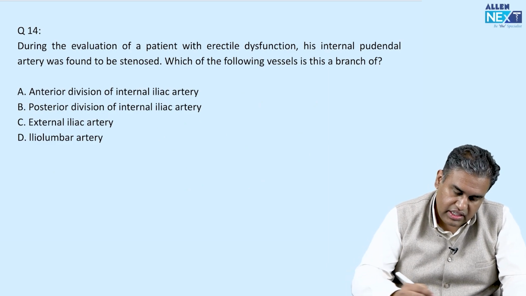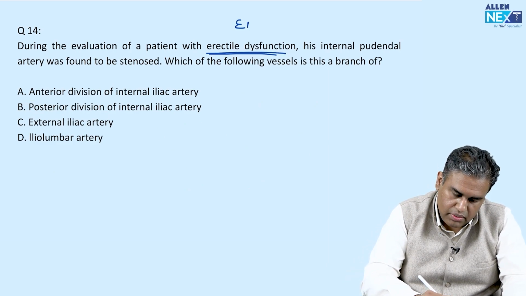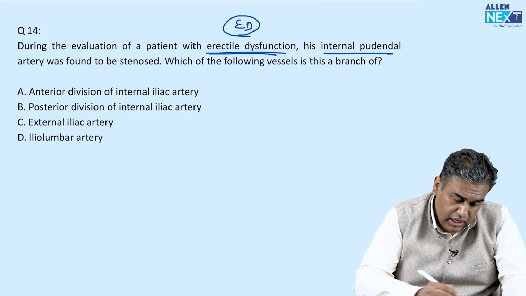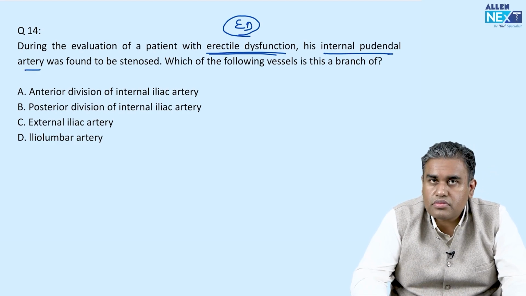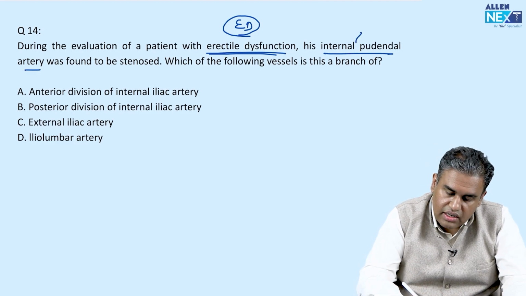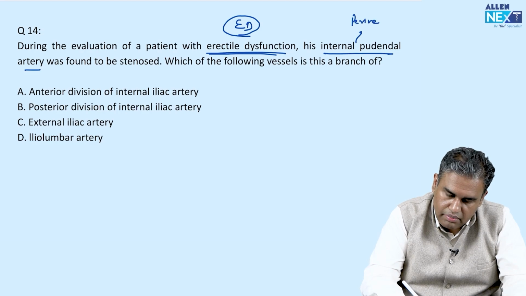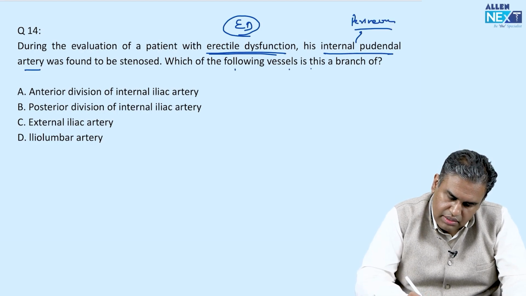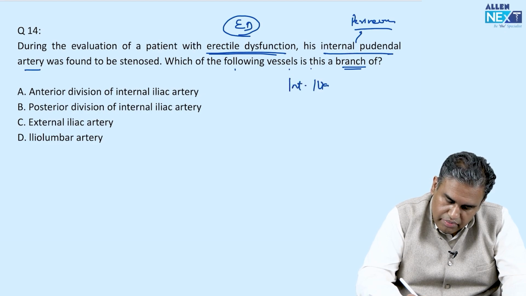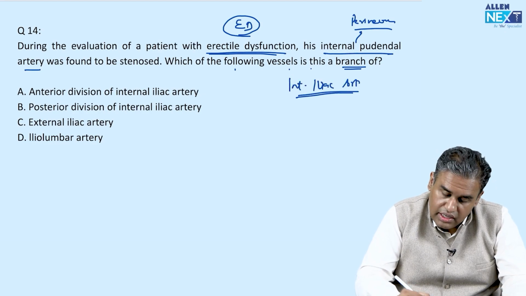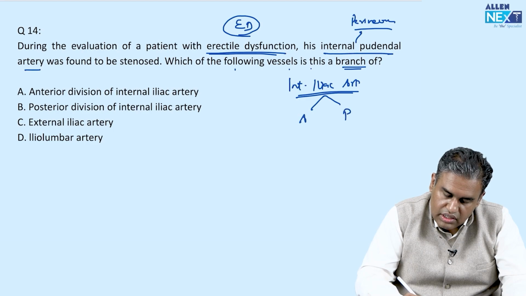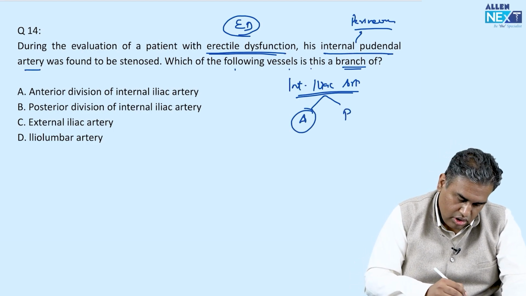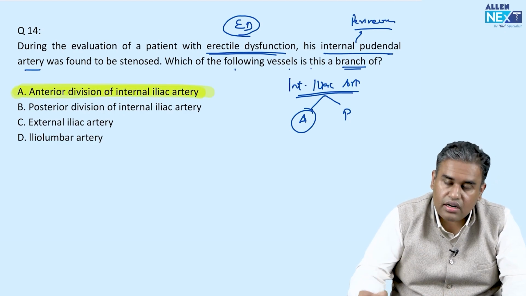During evaluation of a patient with erectile dysfunction, ED, which is quite common nowadays, his internal pudendal artery was found to be stenosed. This artery is basically the artery which supplies the perineum. Remember this. Of which of the following vessels is this a branch? It is basically coming from the internal iliac artery. The internal iliac artery has two divisions, anterior and posterior. This one is from the anterior division. Let us see the options. Yes, option A, anterior division of the internal iliac artery.